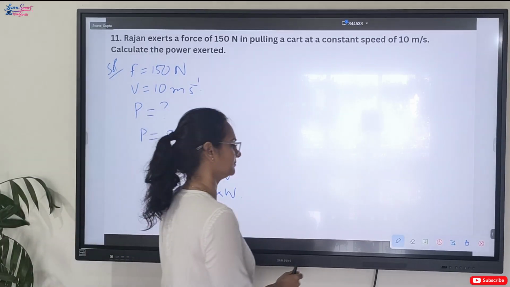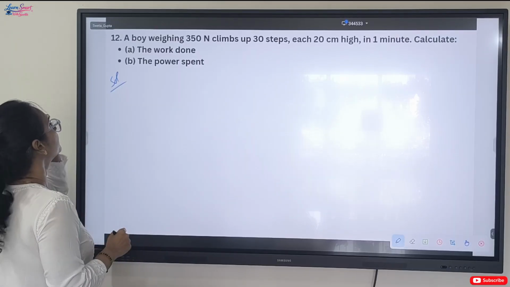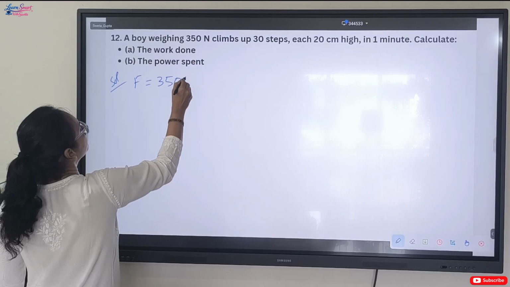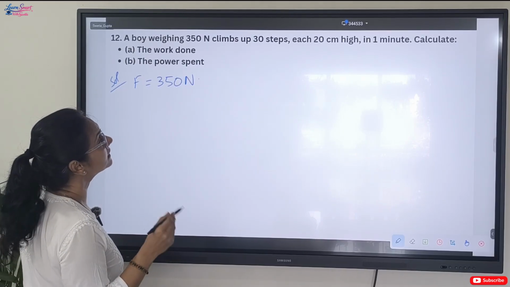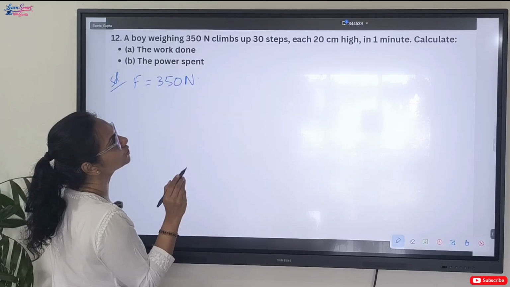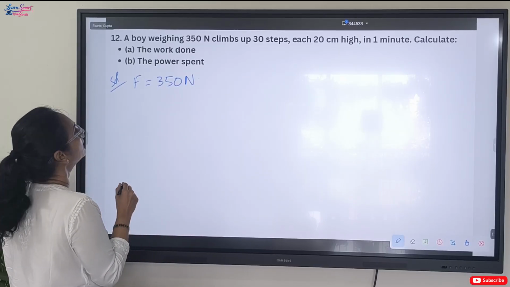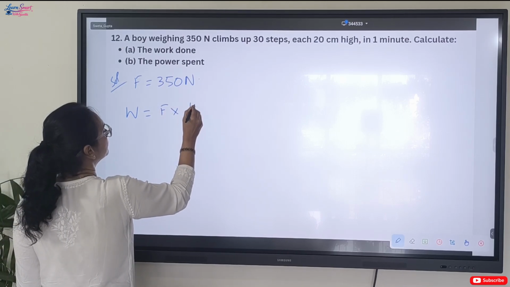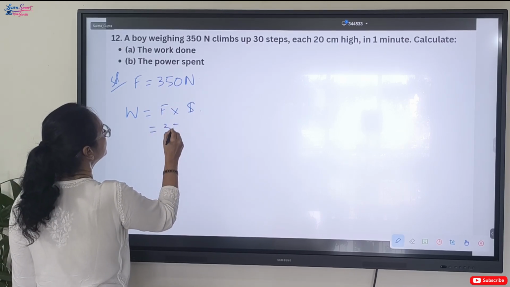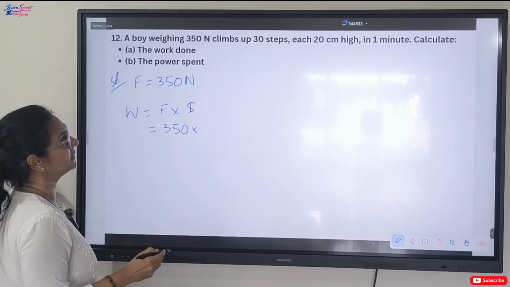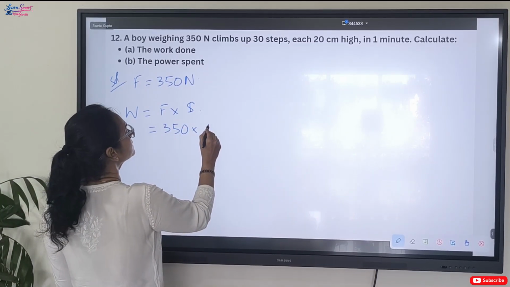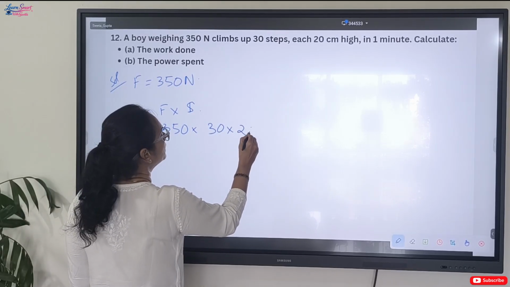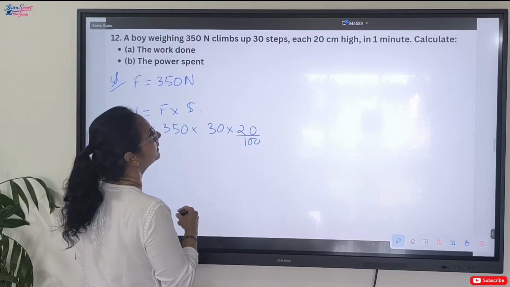Let's see another question. Let's look at question number 12. A boy weighing 350 Newton. So force is equal to 350 Newton. Climbs up 30 steps and each step is 20 centimeter high in 1 minute. Calculate the work done. So work done is equal to force into displacement. Now force is 350 Newton. How to get displacement? Total 30 steps, which means 30 into 20 centimeter high each, we will convert it to meter, 20 upon 100.